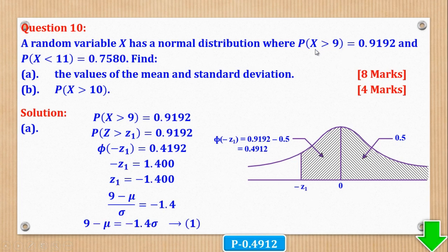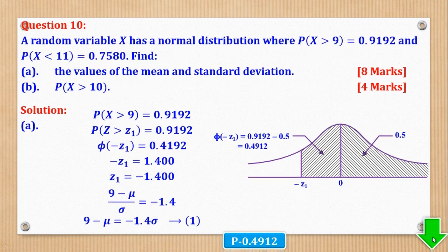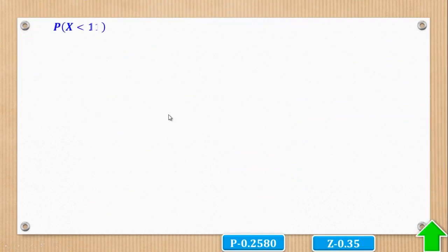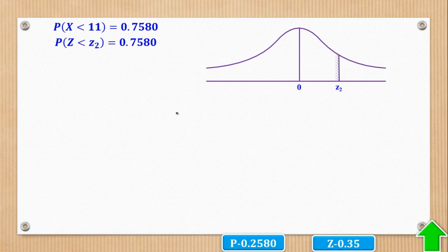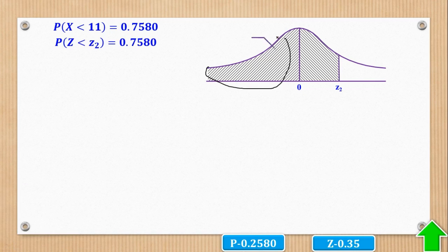So we have dealt with this. Next is to deal with this. Let's do that in the next slide. So that one, still standardize and then make a sketch. Put the z value, then shade. Then from there, remember that the whole of this is 0.5.